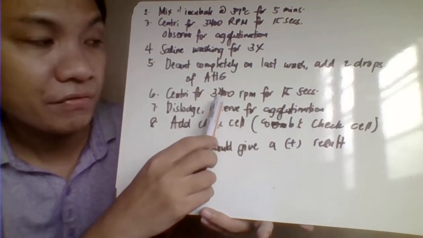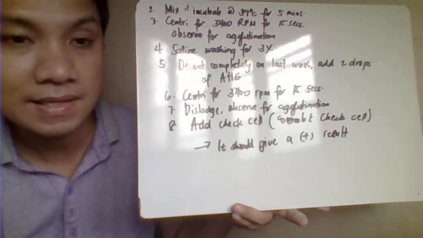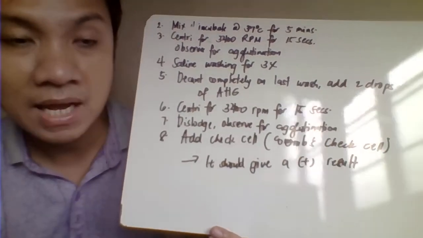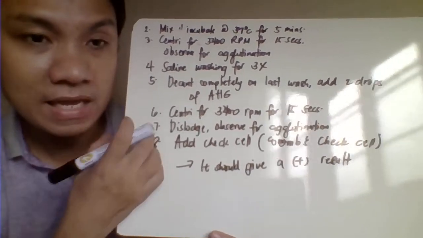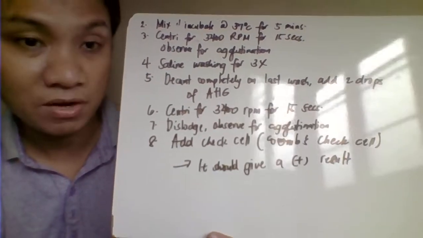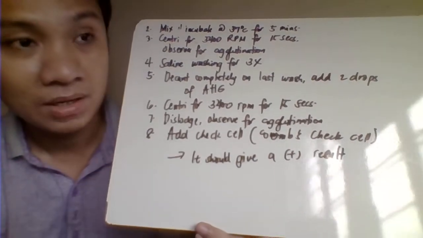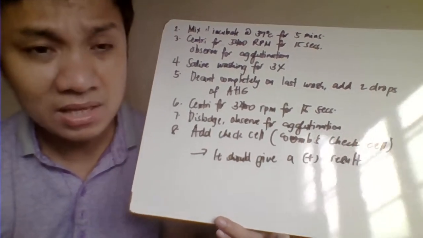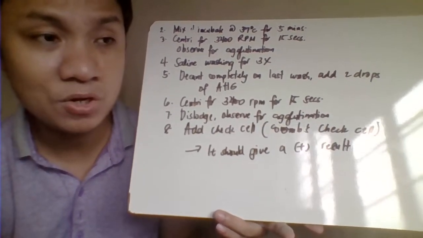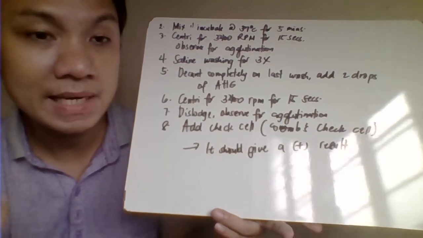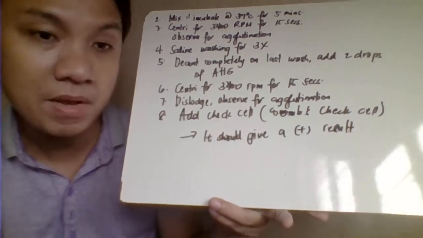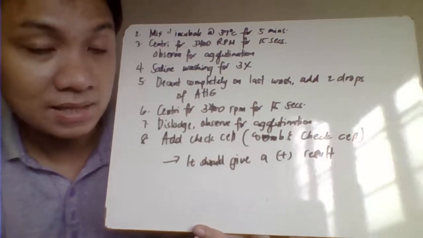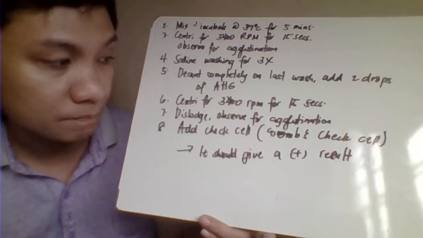Okay, then after that, centrifuge at 3,400 RPM for 15 seconds. Dislodge the button of the tube and observe kung may agglutination reaction. If the patient has a weak D variant, it will give a positive reaction after addition of your anti-human globulin. Pero pag wala talaga siya, that's a negative reaction. Meaning to say, RHD negative talaga ang patient natin. Remember that for an RHD negative patient, be careful, kasi baka salinan siya ng blood na RHD positive, or the baby is RHD positive if the patient is pregnant. So it might develop an RHD antibody and cause hemolytic disease of the newborn.